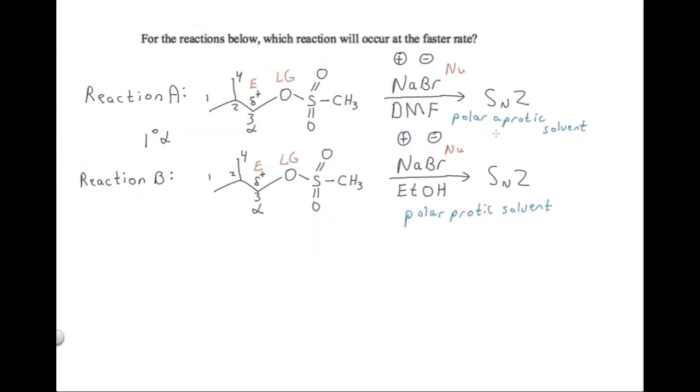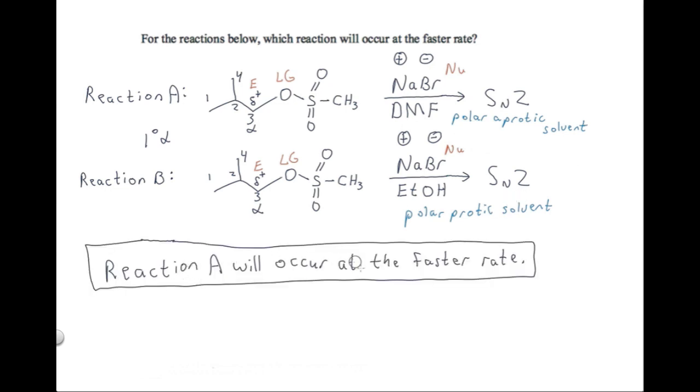And you should have memorized, we've learned in this video, that a polar aprotic solvent is better for SN2, and a polar protic solvent is worse for SN2. So that gives us our answer. Reaction A will occur at the faster rate because we've learned that an SN2 reaction is sped up by a polar aprotic solvent and slowed down by a polar protic solvent.